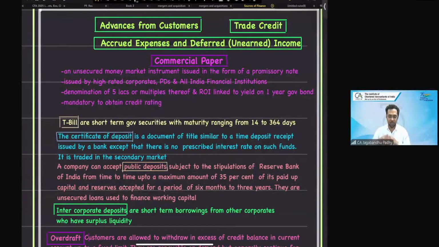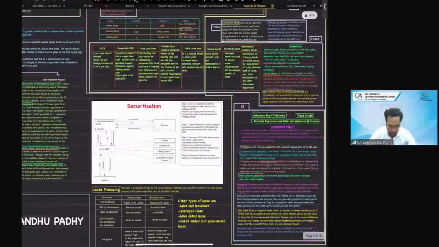Okay, so there's a rate of interest which we have in the 1 year government bond. Whatever is the government bond rate, based on that, some additional amount will be there for denomination, right? Now, it is obviously mandatory to obtain a credit rating for commercial papers. Because they are high-rated corporates, obviously there will be more regulation following them, and they'll be required to obtain a credit rating from the credit rating companies.